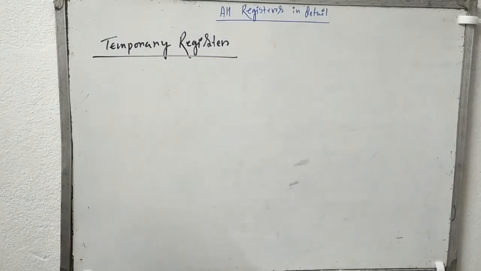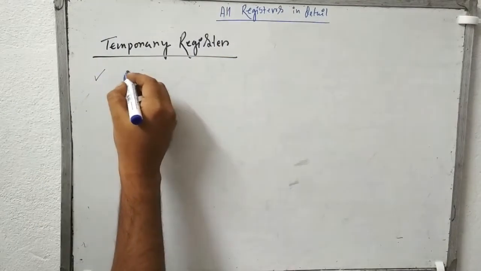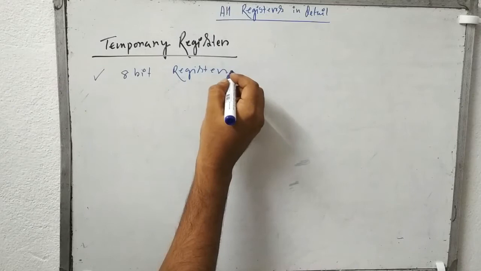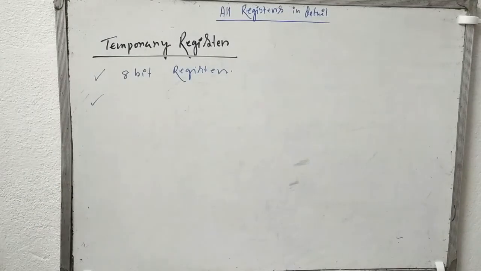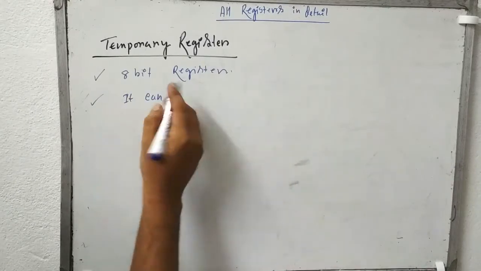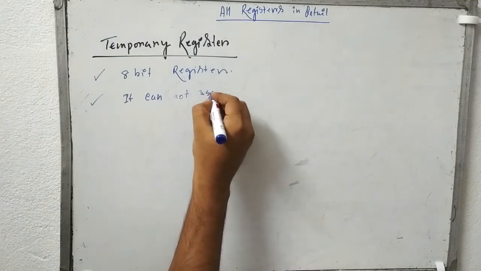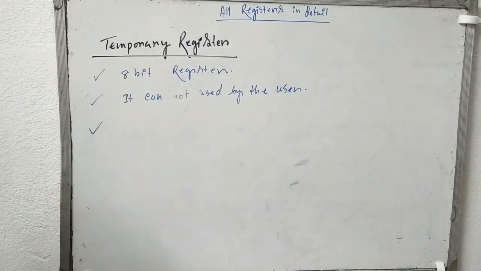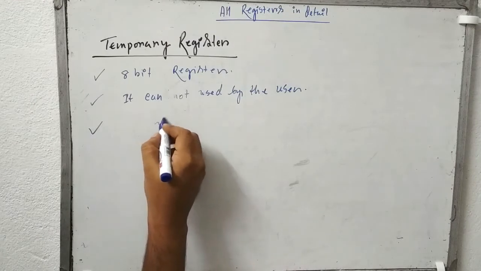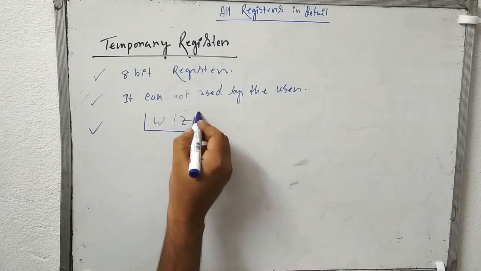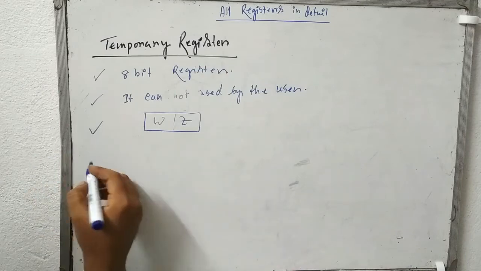Temporary register. Basically, the temporary register is an 8-bit register. First thing. Second thing, it cannot be used or accessed by the user. Okay, it is only accessed by the microprocessor. What are the temporary registers that exist in 8085? W and Z. These are the two temporary registers that exist in the 8085 microprocessor.